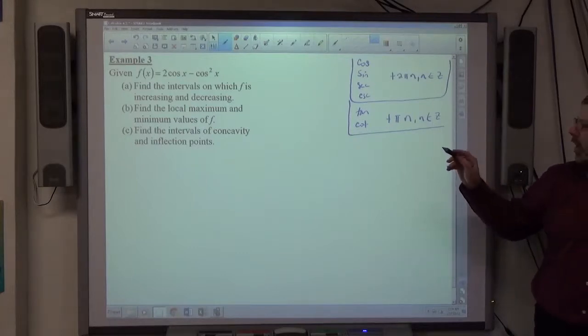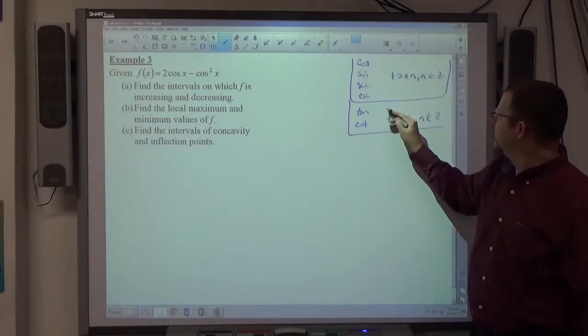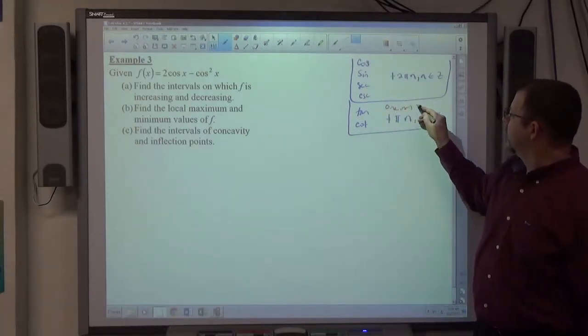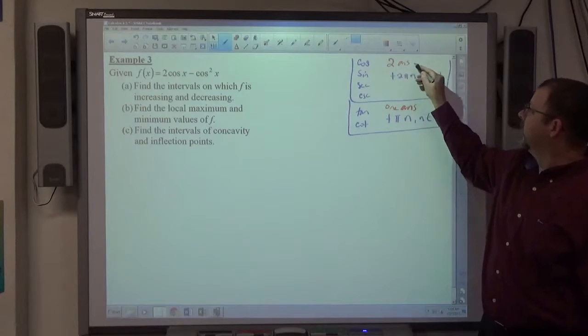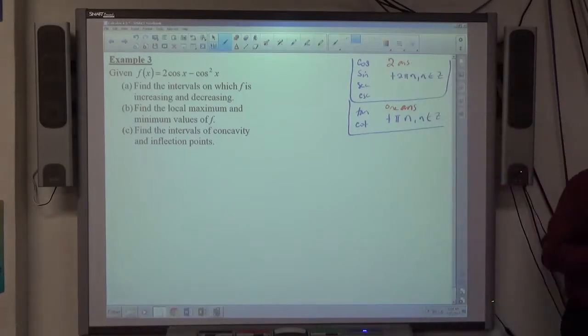For tangent and cotangent, you simply need one answer. For sine, cosine, secant, and cosecant, you need 2 answers. All right? So keep in mind that we're going to be getting infinity answers. It's up to us to establish what those answers are, and then we want to create a pattern to represent the solutions to these types of problems.